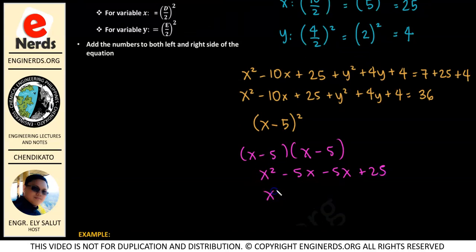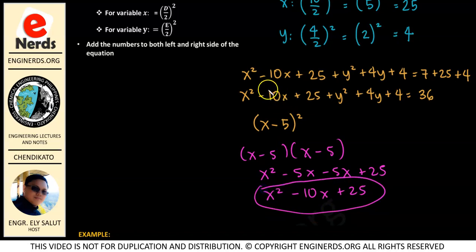Okay, so we have x squared, negative 5x minus 5x is negative 10x plus 25. So as you can see, itong nakuha natin is kapareho nitong na andito, no? So, we did it right. So, tama itong ginawa nating square, no? So, let me erase this again para mas malinaw.